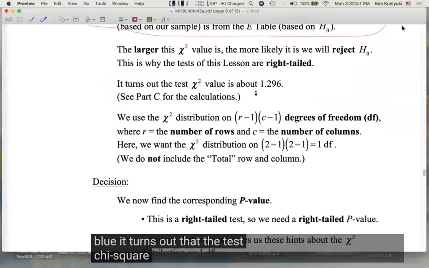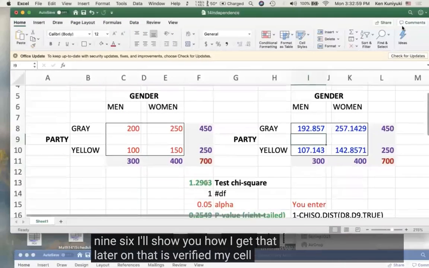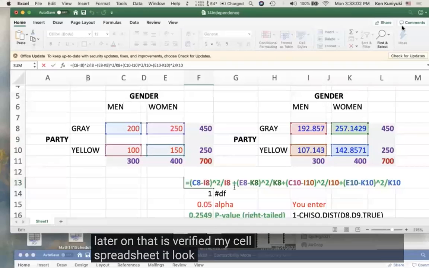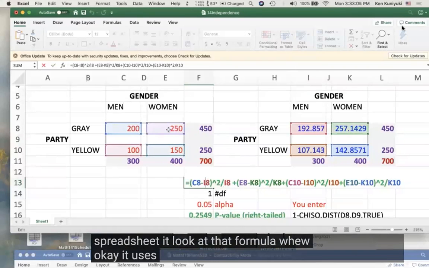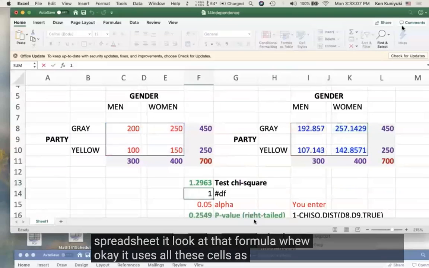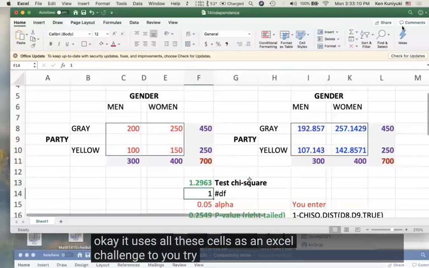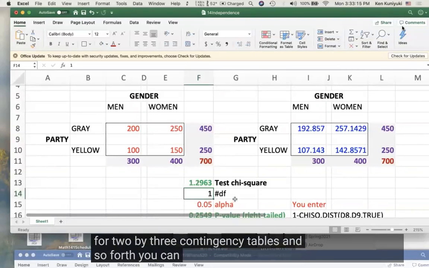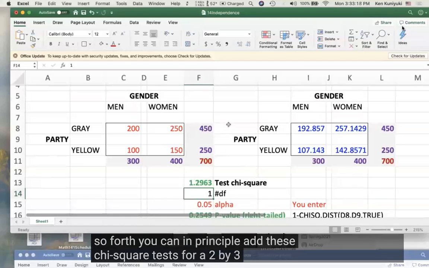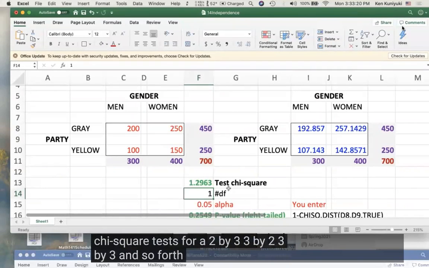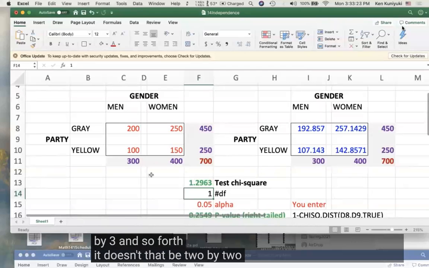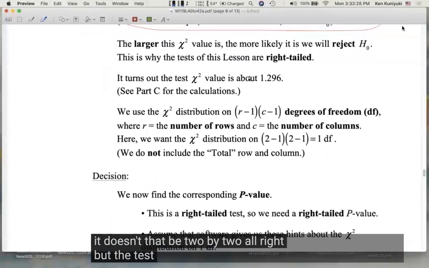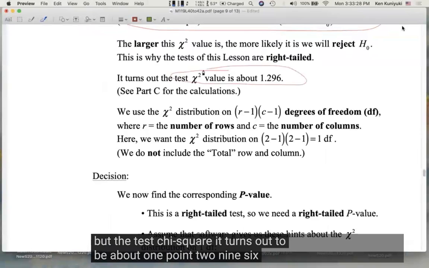It turns out that the test chi-square value is about 1.296. I'll show you how I get that later on. That is verified in my Excel spreadsheet. Look at that formula. Woo! It uses all these cells. As an Excel challenge to you, try to pull this off for 2x3 contingency tables and so forth. You can, in principle, have these chi-square tests for 2x3, 3x2, 3x3, and so forth. It doesn't have to be 2x2. All right, but the test chi-square turns out to be about 1.296.